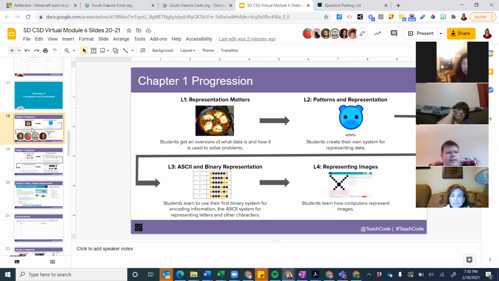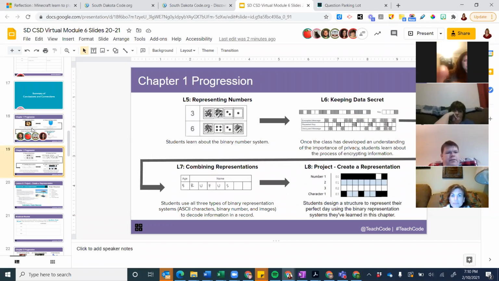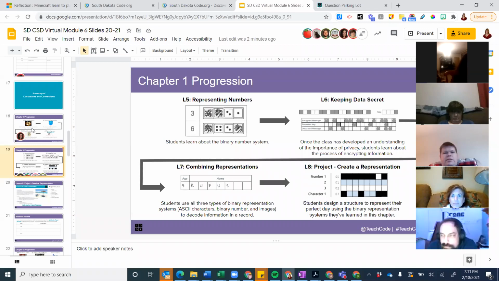All right, and then if we go to slide 19, we continue with that progression, talking about how we represent numbers, how we keep data secret, combining representations, and then also creating a representation.